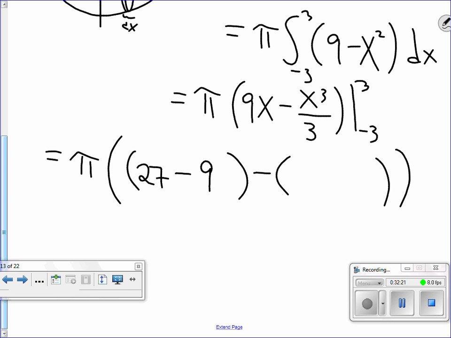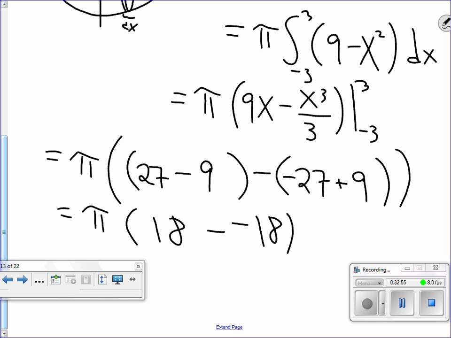Then we'll do the same thing with the -3. 9 times -3, -27, minus -3 cubed over 3, plus 9. Good. So we get pi times 18 minus -27 plus 9 minus -18. 36 pi. That is the volume of this solid, this sphere.